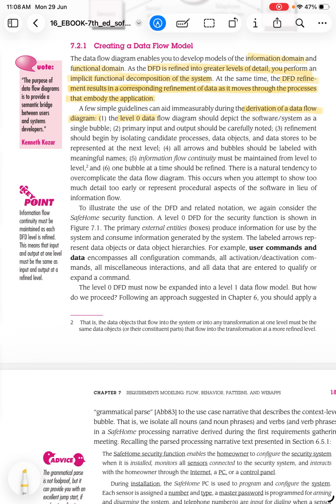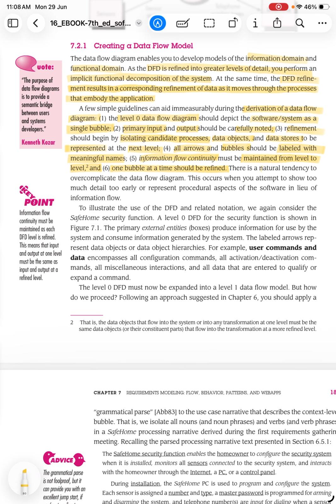1. The level 0 data flow diagram should depict the software system as a single bubble. 2. Primary input and output should be carefully noted. 3. Refinement should begin by isolating candidate processes, data objects, and data stores to be represented at the next level. 4. All arrows and bubbles should be labeled with meaningful names. 5. Information flow continuity must be maintained from level to level. And 6. One bubble at a time should be refined.